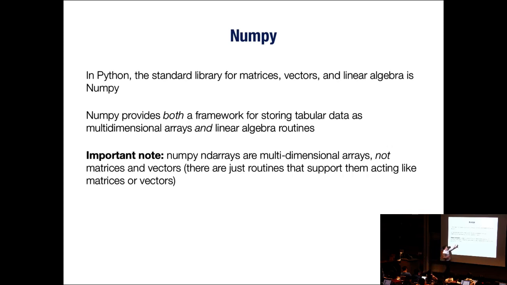But it's important to note that the NumPy type, which is called an ndarray, fundamentally is a multidimensional array. They can have three dimensions. They can have as many dimensions as you want. They are fundamentally multidimensional arrays. They just also have calls that let you operate on them like matrices and vectors. It's a subtle point, but be aware of that.